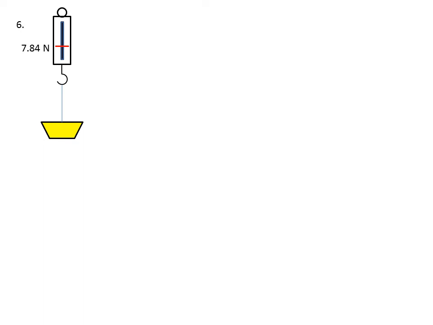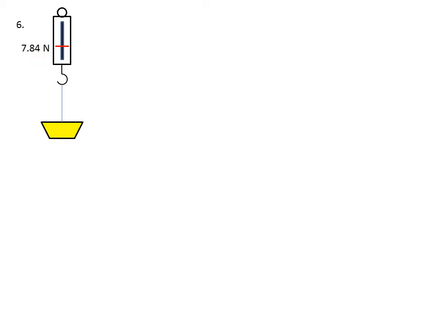Okay, now we're doing question number 6. In this question, we are asked to determine whether a crown is made of gold or not. In the first case, the crown was weighed in air, and you can see from the picture here. When the crown is weighed in air, the reading of the balance was 7.84 newtons.